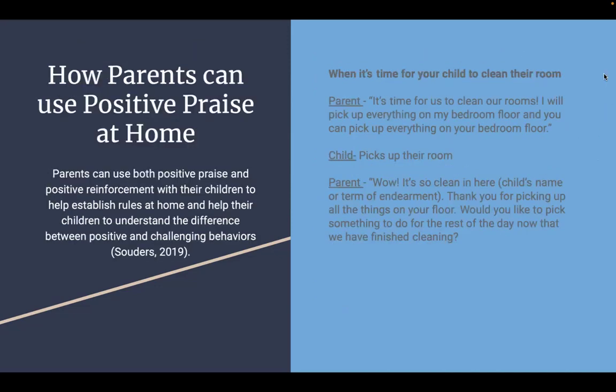Next, we're going to talk about how parents can use positive praise at home. So, parents can use both positive praise and positive reinforcement with their children to help establish rules at home and help their children to understand the difference between positive and challenging behaviors. So, a really good example for this is when it's time for your child to clean their room. So, the parent can say something along the lines of, it's time for us to clean our rooms. I will pick up everything on my floor if you can pick up everything on your bedroom floor.